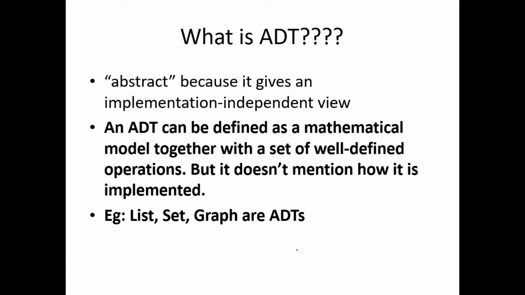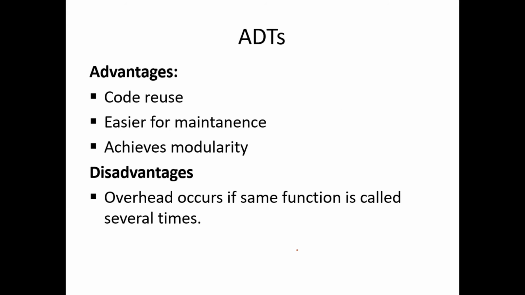Here it does not mention how we are going to implement. Some examples of abstract data types are list, set, graph, stack, and queue. Whatever data structures you are going to study, everything comes under abstract data types. Now let's see the advantages of abstract data types.